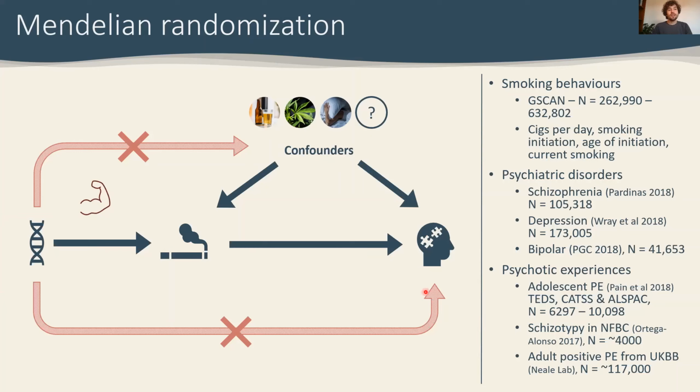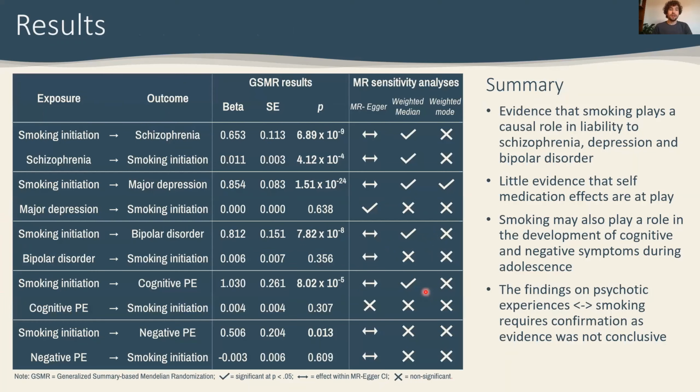So just to give you an example of what this might look like in my own research, we've assessed whether smoking initiation liability affects mental health outcomes. We also did the reverse. We looked at whether or not these mental health outcomes could affect whether or not you're more likely to smoke. And feel free to pause here and look at some of these effects.